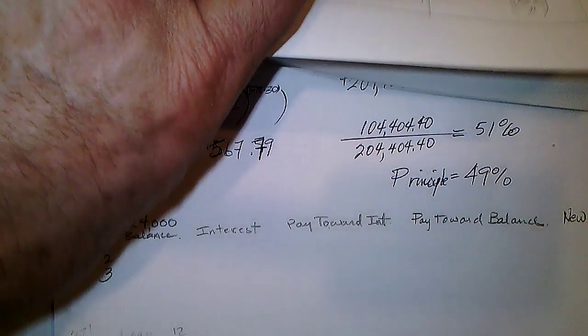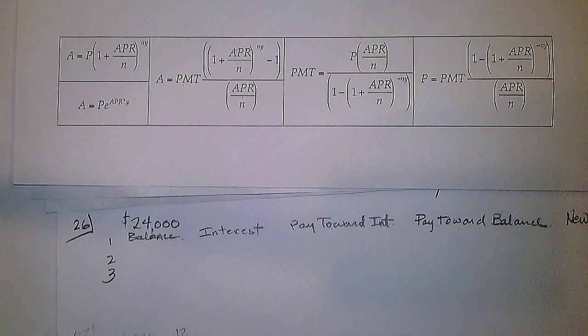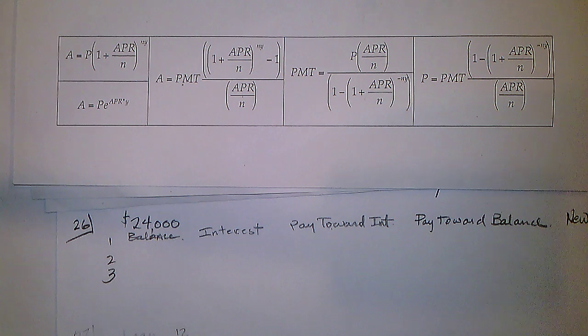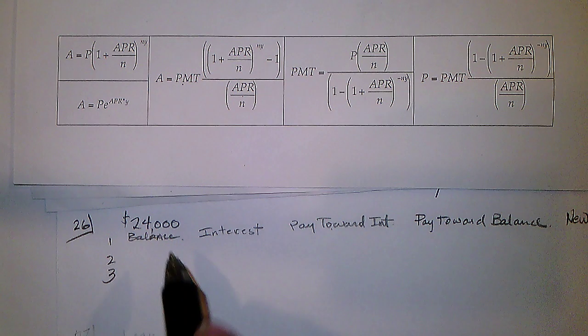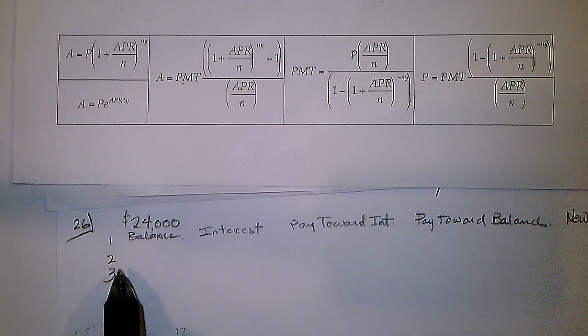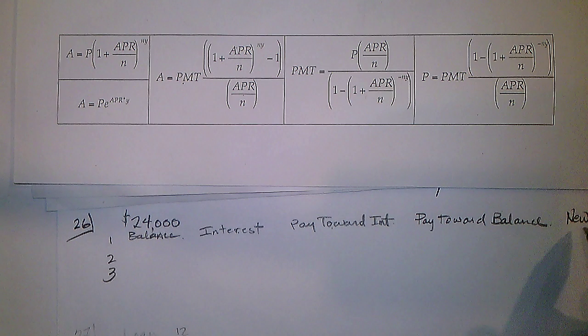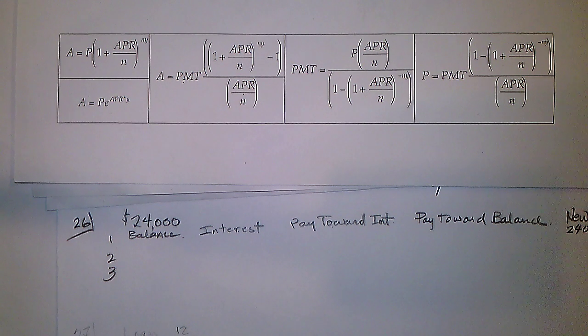Now they want us to do some stuff that really works with a spreadsheet well. So we have a new balance of $24,000. Let's see, what was this? Oh, and then we're going to make a payment on it.